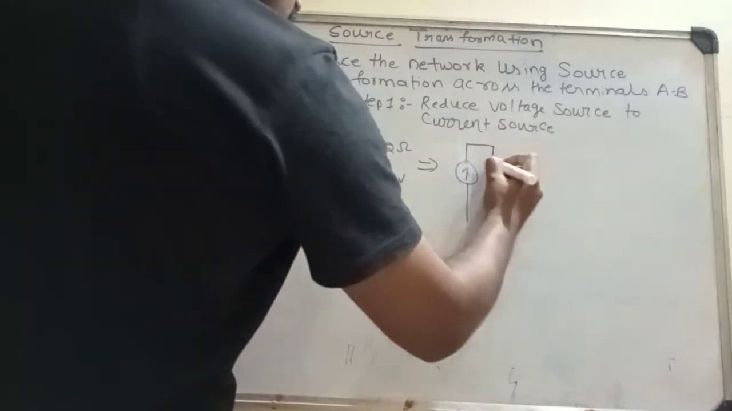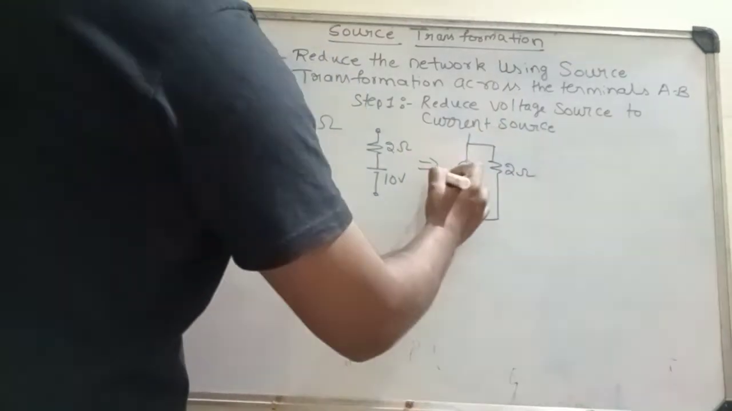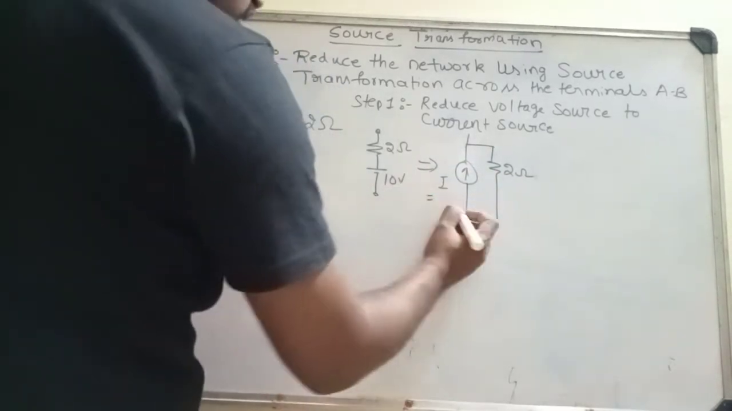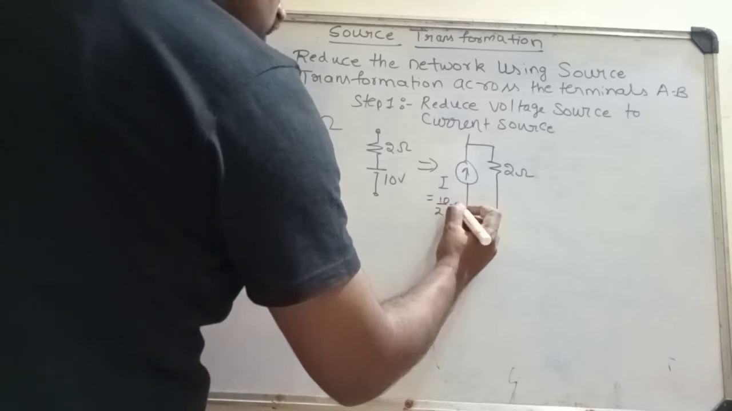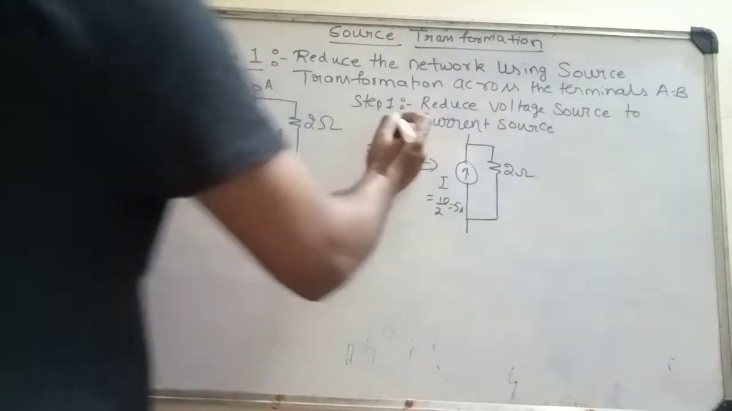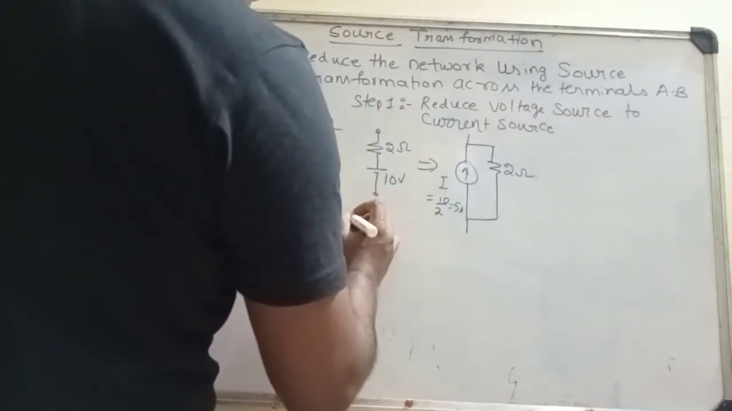Now when I convert it into a current source, this 2 ohm will be here. So I already know that I is equal to V by R. So 10 by 2 is 5 amps. So after the first step, the output is like this.